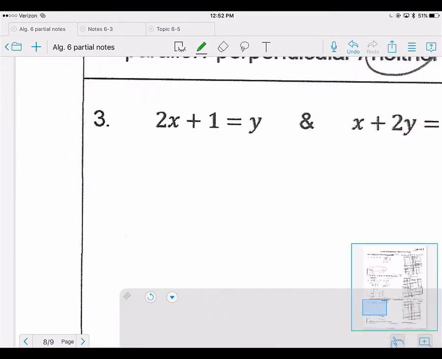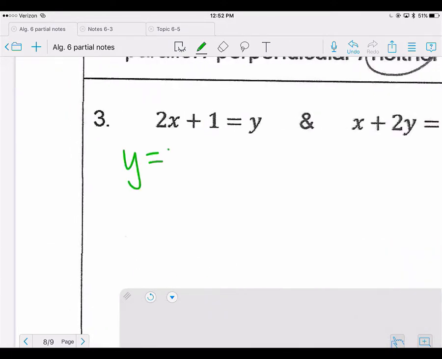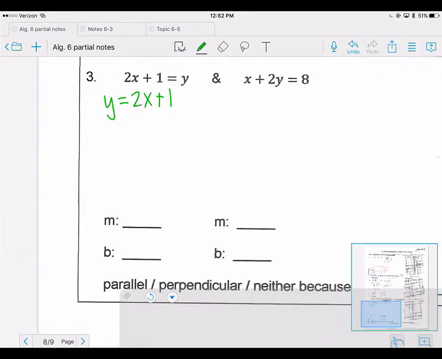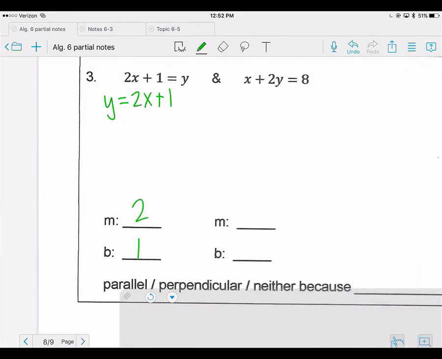So problem 3, this one is already solved for y. If y being on the other side confuses you, you can rewrite it, but y is already by itself. So we can easily identify that our slope is with x and our y-intercept follows. So 2 for the slope and 1 for the b value.